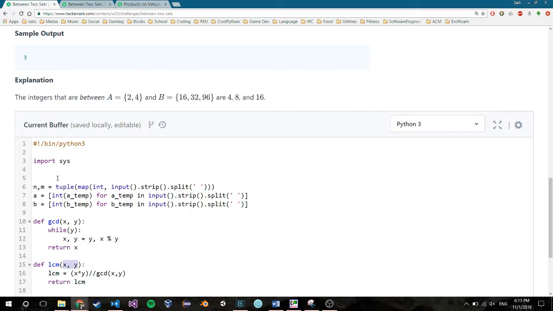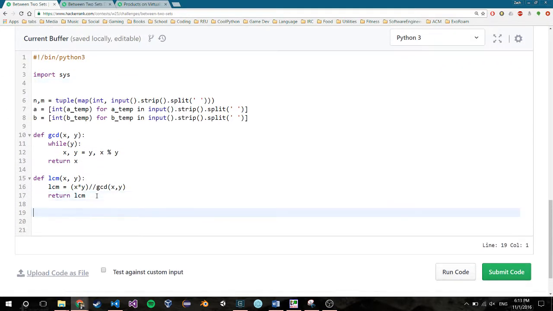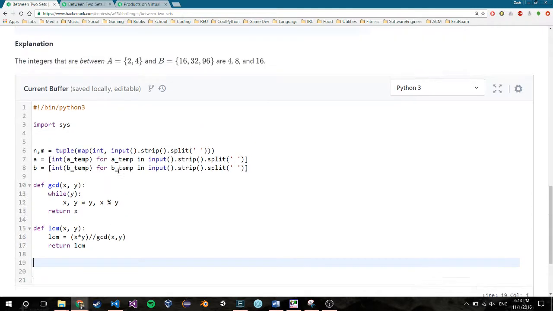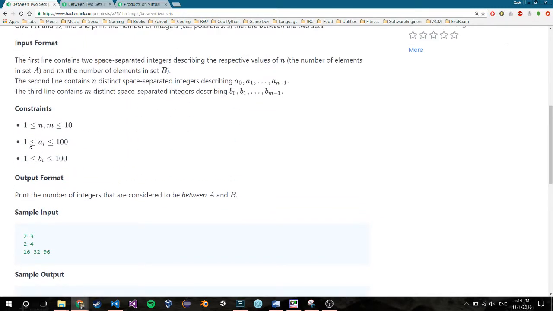Yeah, I see what you're saying. So you had like 3, 5, and 10. Like the least common multiple of 3 and 5 is 15. And then 15 and 10 is 150. No, 15 and 10 is 30. Yeah, it works. That works.